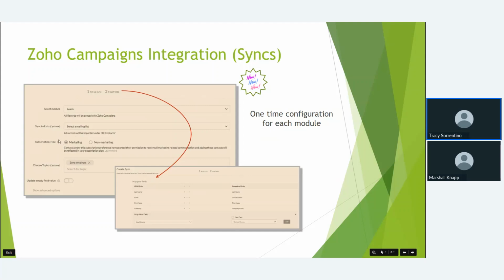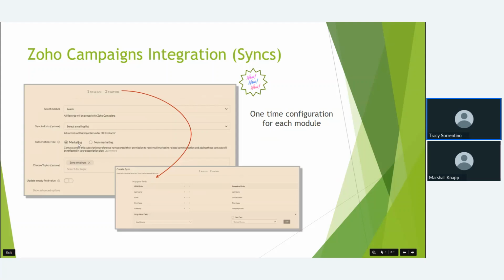Your subscription type, like I indicated earlier, is either marketing or non-marketing. Marketing is for active contacts going into Zoho Campaigns. Active contacts are those that are currently being marketed to. One thing to know about your subscription type is it's associated with your subscriber limit on your Zoho Campaigns version.